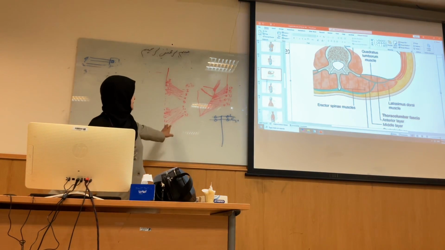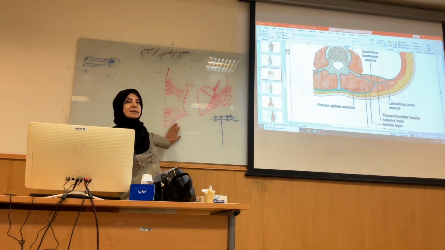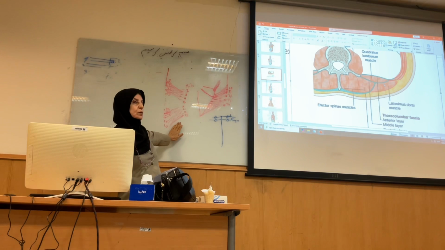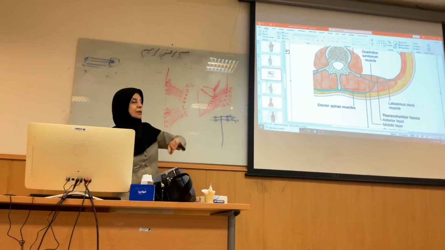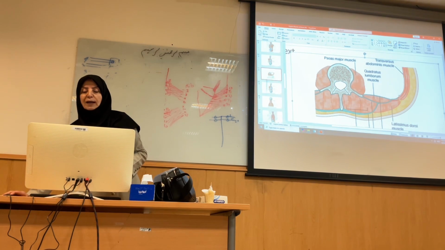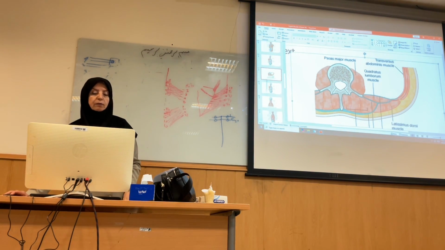Also, this muscle, what's the name of this muscle? Serratus posterior has some connection to the thoracolumbar fascia. Three muscles I told you: serratus posterior inferior muscle, latissimus dorsi, and transverse abdominis. They are going to have connection to the thoracolumbar fascia.